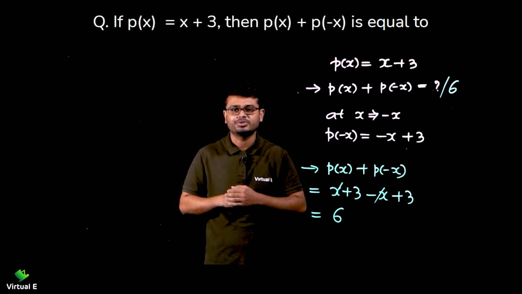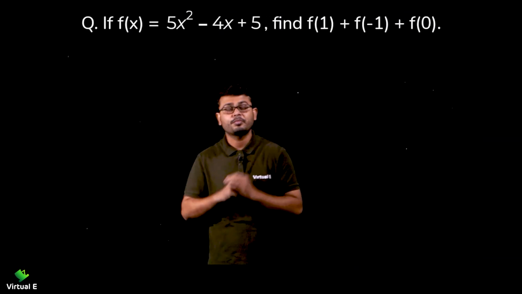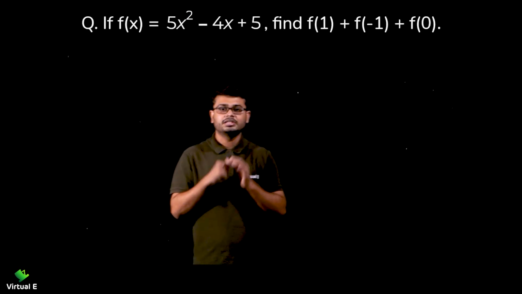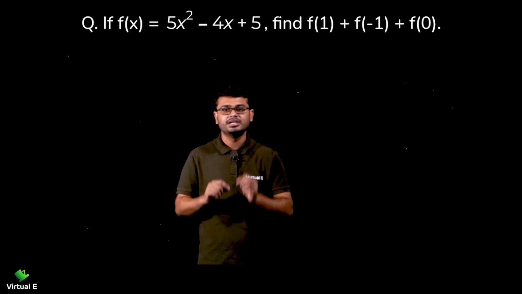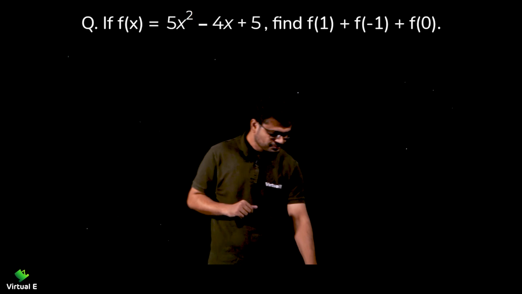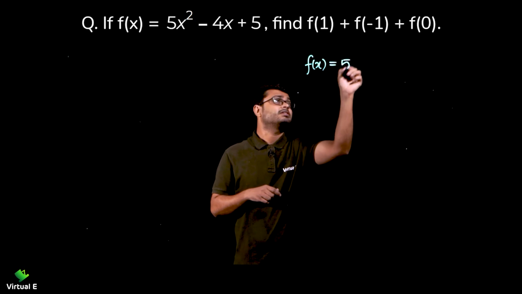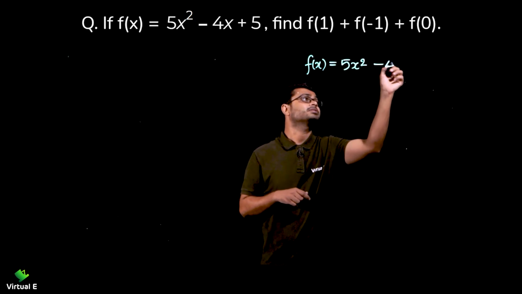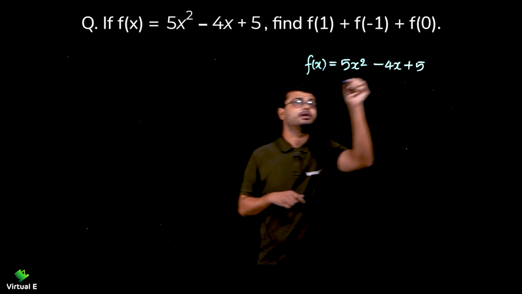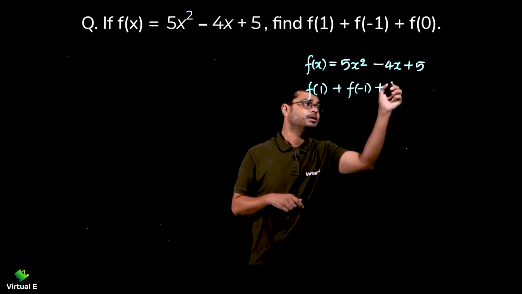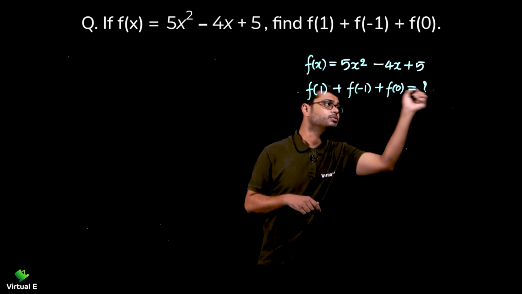Let's discuss one more question. Let's discuss one more problem. Let's start. If f(x) is equal to 5x square minus 4x plus 5, then find f(1) plus f(minus 1) plus f(0). Okay, similar to previous one, but here we have numbers. Previously we had minus x. Let's start. So first of all, let's start with f(x). f(x) is equal to 5x square minus 4x plus 5, and what we want to find, f(1) plus f(minus 1) plus f(0) is equal to question mark.